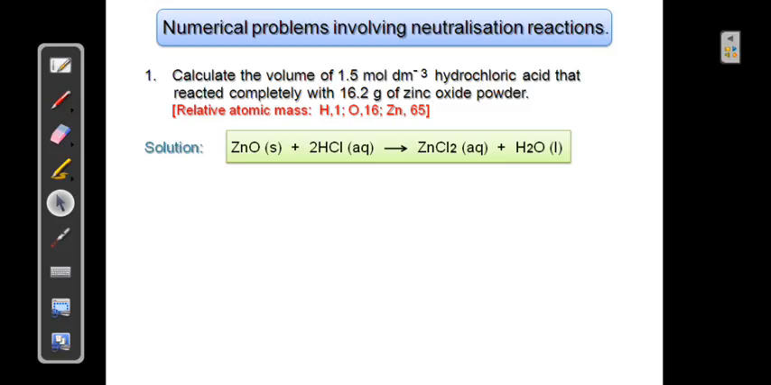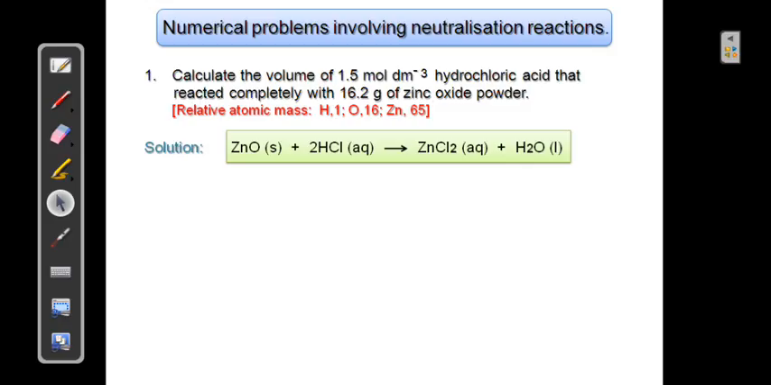So now zinc oxide solid plus 2 HCl will react to produce zinc chloride, ZnCl2, plus H2O. So here you will calculate all the numbers. You have H is 1, O is 16, Zn is 65. So now you look and calculate what are the numbers involved here.